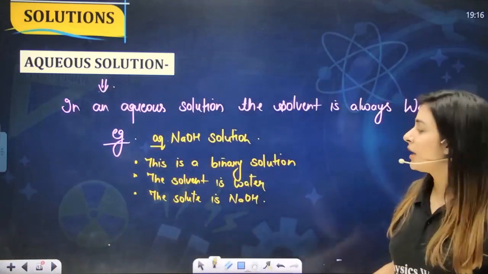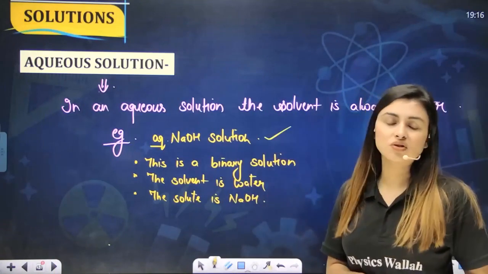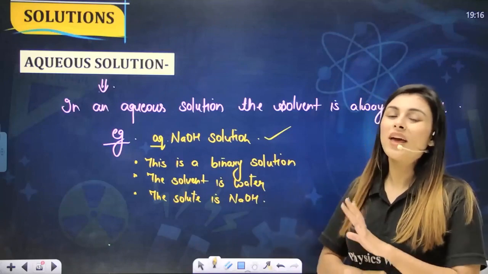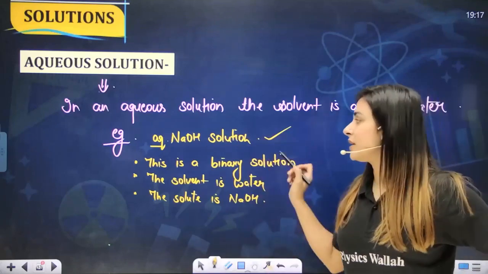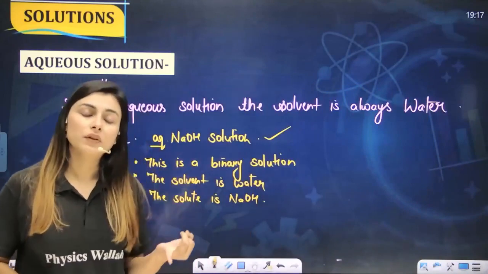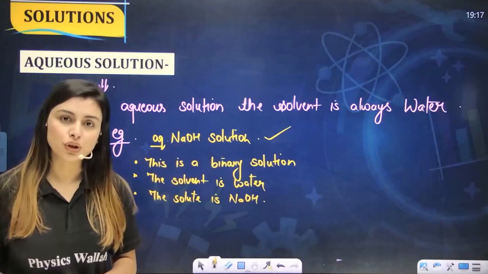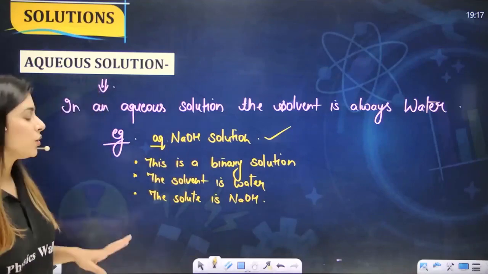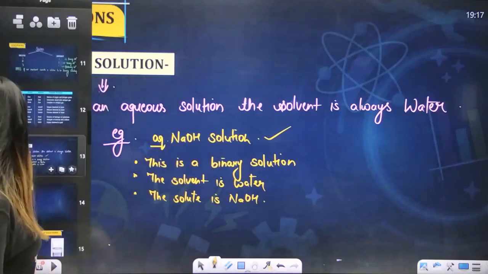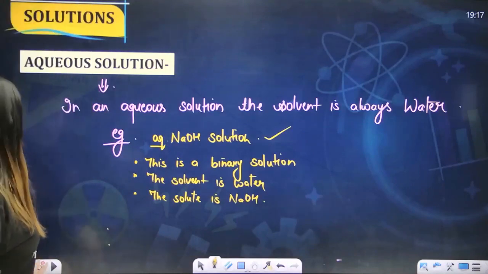This is how you are going to infer what all things are told to you by just one single line. Just one single line can give you n number of informations. Aqueous solution of NaOH means that you have solute as NaOH, you have a solvent as water, and it is a binary solution. Okay, I hope this is clear. You can write this and then we'll move forward. Yes, I hope you've written it.